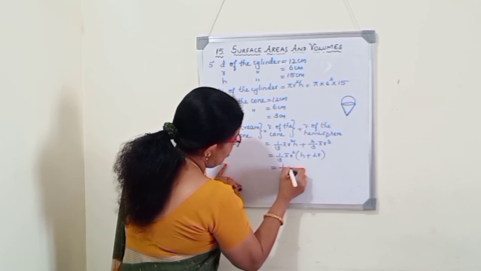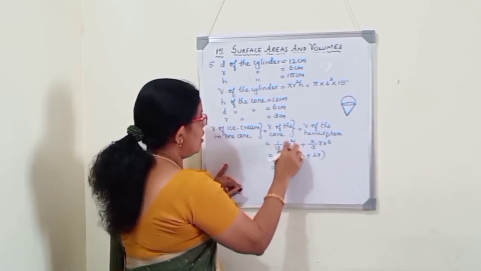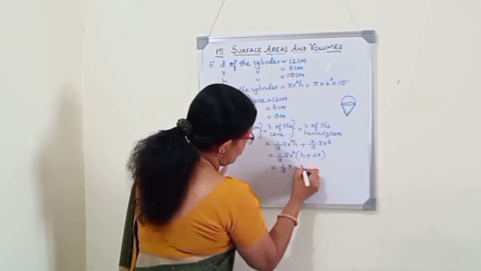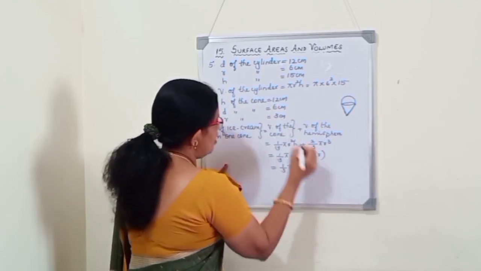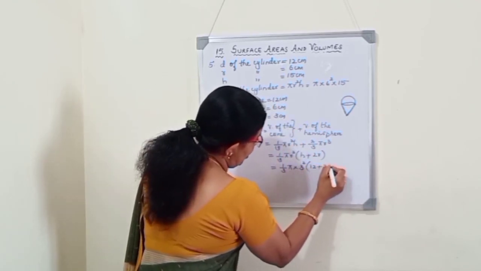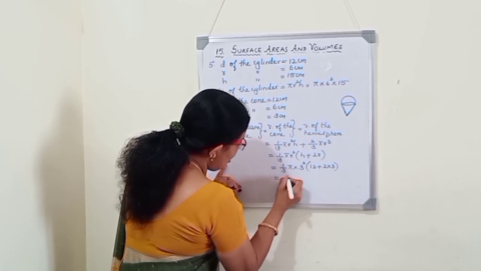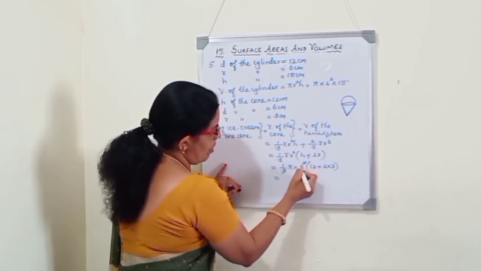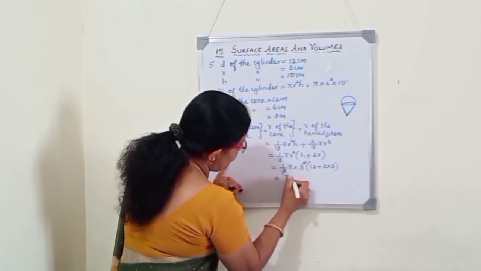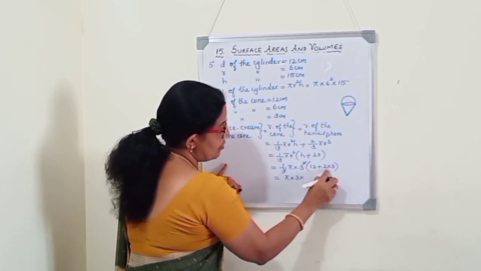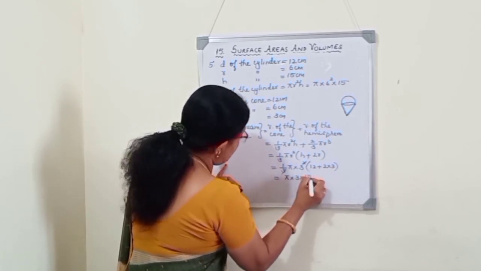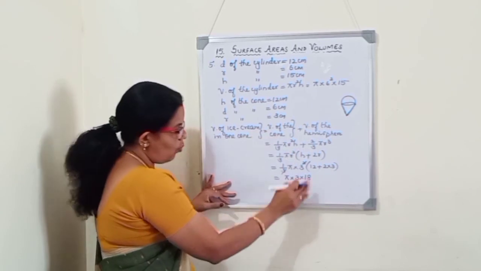So 1 by 3 pi, radius of the cone is 3 centimeter, so 3 square. Height of the cone 12 centimeter plus 2 into 3. Here 1 by 3 we will cancel with this power. So pi into 3 into, 3 2s are 6, 12 plus 6 is 18. This is the volume of ice cream in one cone.